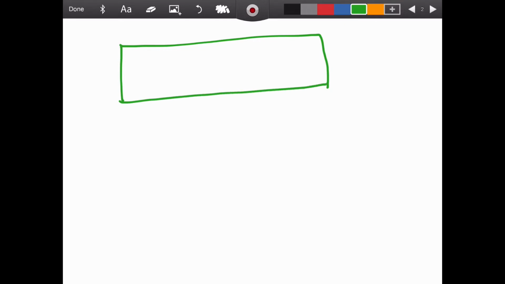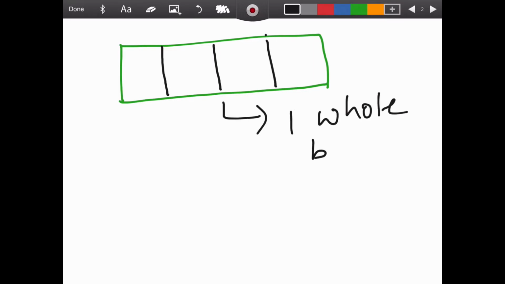Let's take another example. I have a Hershey's bar and there are 4 friends, including me. I have 3 other friends with me and I want to share it with them. Obviously I'll divide it into 4 equal parts. Now my one whole Hershey bar has been divided into 4 parts, isn't it? So the total number of parts is 4.